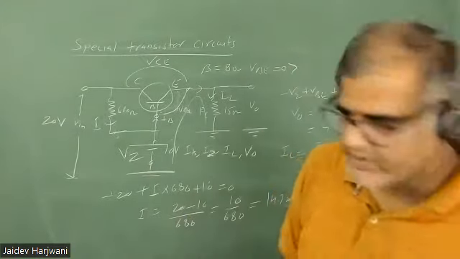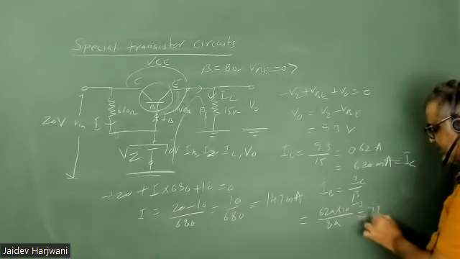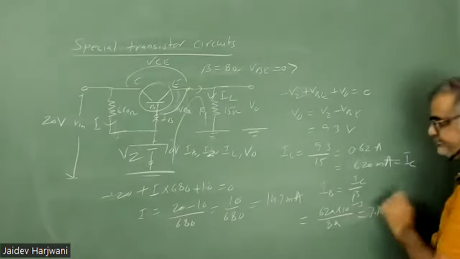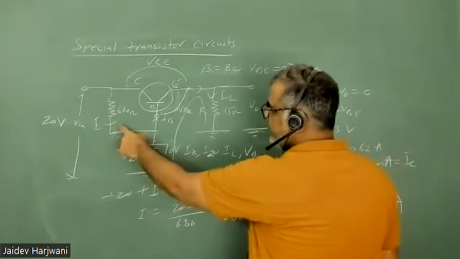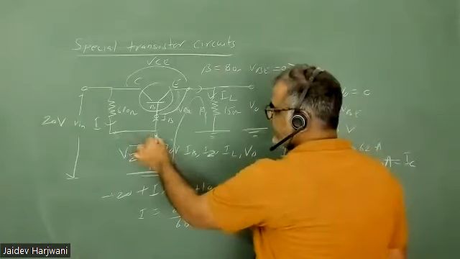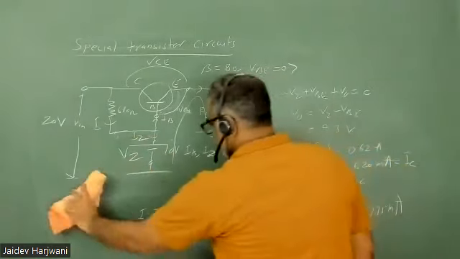IB will come to 7.75 milliampere. Yes sir. Now you know this I, you know IB, so you can find what is IZ.